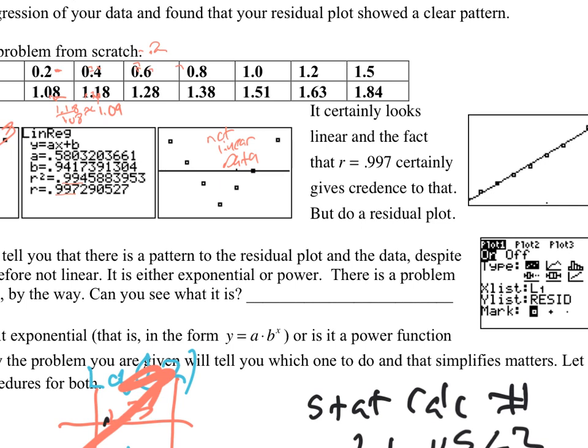Hit trace, make sure you're on the function y2, and just type in 8.1. And you'll give me a number that's probably between these two numbers. Yes, x equals 8.1. And what do you get for y? 1.1398. Yeah, perfect.